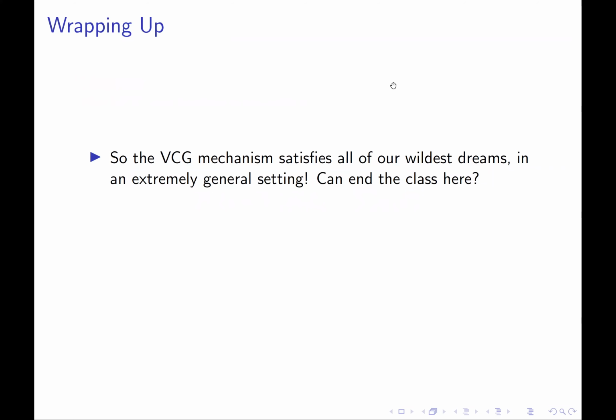Okay. So we've shown what we wanted to show about the VCG mechanism. Any questions before we have a couple of concluding thoughts?